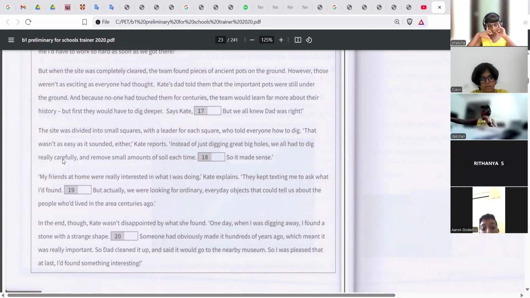My friends at home were really interested in what I was doing, Kate explains. They kept texting me to ask what I had found. But actually, we were looking for ordinary, everyday objects that could tell us about the people who lived in the area centuries ago.